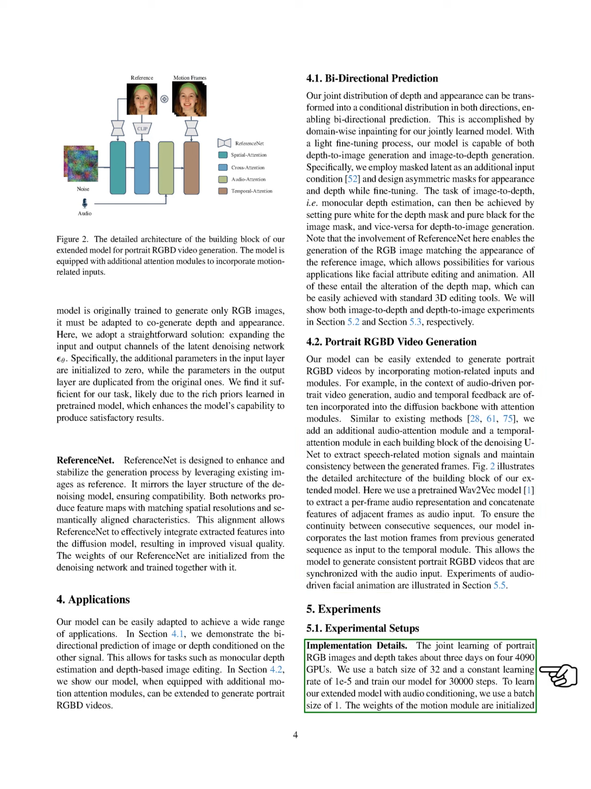Regarding our experimental setups, the joint learning of portrait RGB images and depth takes about 3 days using 4 4090 GPUs. We use a batch size of 32 and a constant learning rate of 100,000, training our model for 30,000 steps. For the extended model with audio conditioning, we use a batch size of 1.